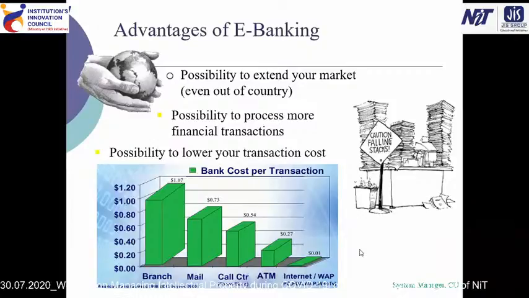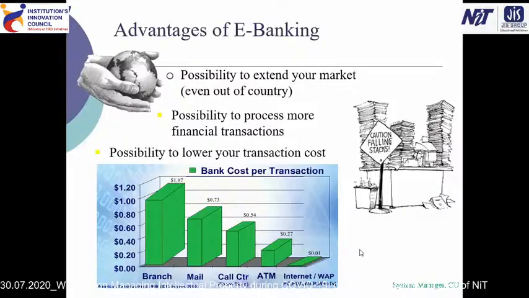Suppose now the dollar is 75 rupees. So $1.07 means 85 rupees per transaction. Whereas $0.01 means 0.75 rupees, that is 75 paisa per internet transaction. How much different? More than 100 times different between a physical bank transaction and a bank transaction using the internet. This is the effect on the bank cost per transaction.